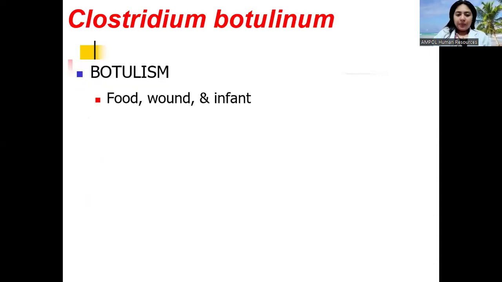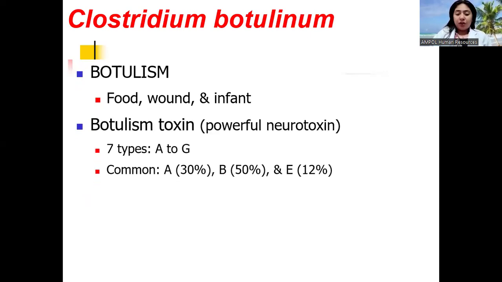Okay. After Clostridium tetani, we have your Clostridium botulinum. Your Clostridium botulinum causes botulism: food, wound, and infant botulism. Botulism toxin is a powerful neurotoxin. It has 7 types, A to G: A, B, C, D, E, F, G. But the most common are A, B, and E. So, botulinum toxin A, B, and E.